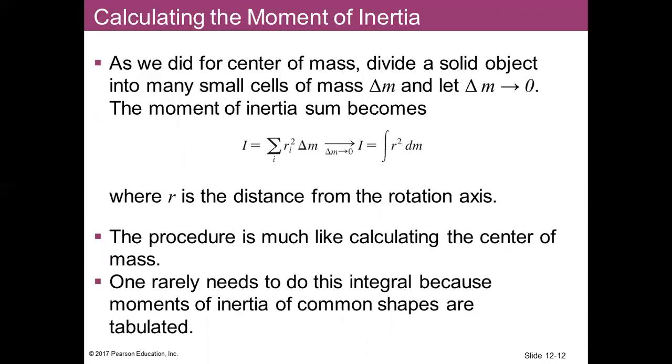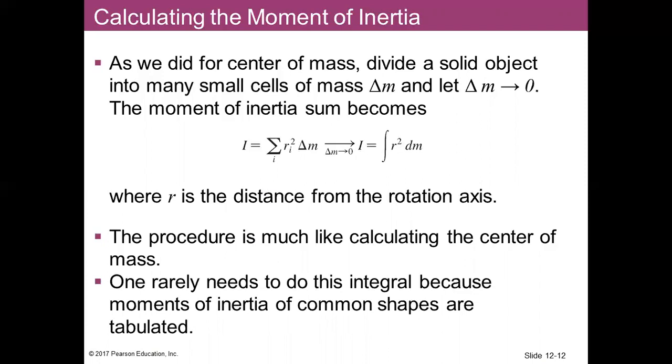As we did for the center of mass, we divide a solid object into many small cells of mass, delta m, and let delta m approach 0, which means we make the small pieces very small. Then the moment of inertia becomes the sum. And of course, as delta m approaches 0, we can use the integral for the small change of mass, where r is the distance from the rotation axis. The procedure is much like calculating the center of mass.